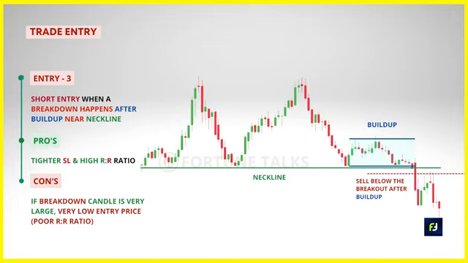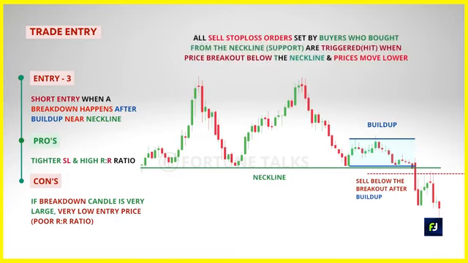Now we will take a short trade when the price breaks below the neckline after the build-up. This will ensure a higher probability of success because the traders who are long near the neckline or the support will have their stop loss orders placed below the support level, and this will cut their losses if the market continues to head lower. And once price breaks below the support level, all these sell stop loss orders will be hit, which will add further selling pressure, thereby increasing the probability of success.